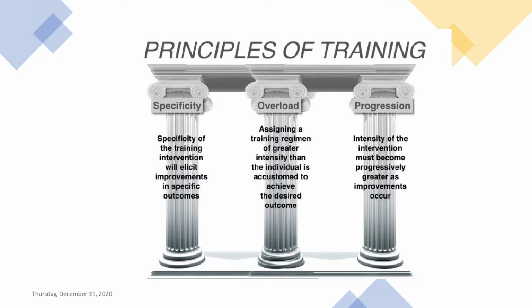Let's quickly just go over the principles of training. Specificity: the specificity of the training intervention, what actually we want to improve, where they are weakest, what is the hardest step, as I mentioned about the Russian dance in Nutcracker. Overload: assigning a training regime of heavier intensity than a dancer is accustomed to. And then progression, to understand how that dancer is progressing in building that strength or building the endurance.